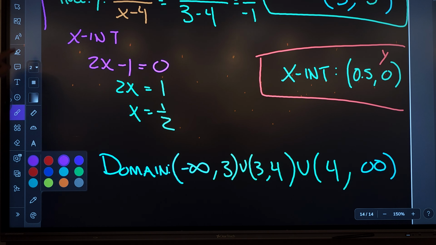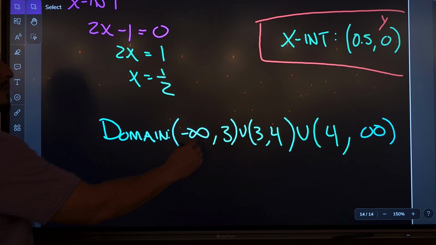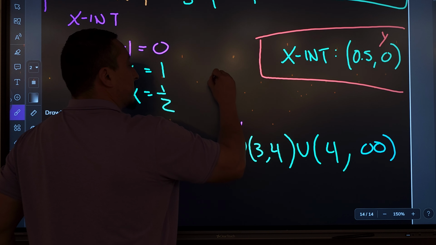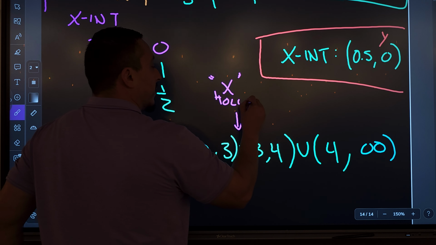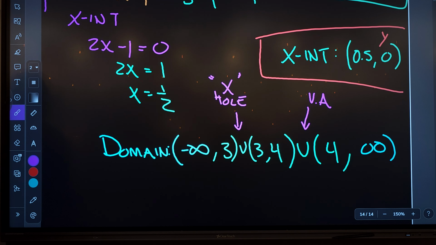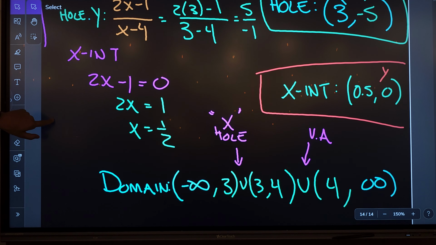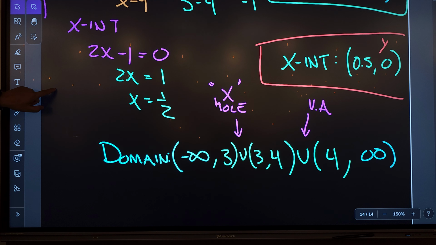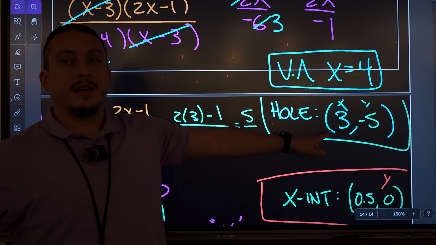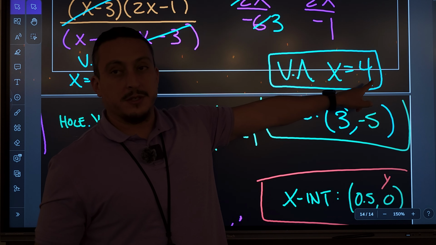Okay. So again, 3 was the hole. So this is the x of the hole, and that's your vertical asymptote. It always jumps over the hole and the vertical asymptote because those are your discontinuities. Any questions, guys? So the x of the hole is the 3, and then the vertical asymptote was 4.